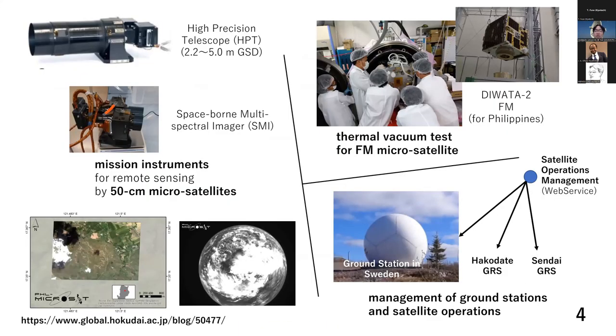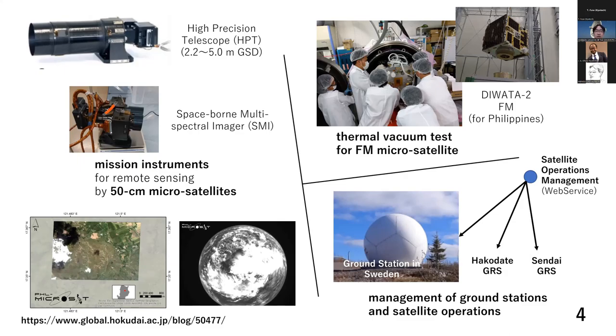We have developed and operated several mission instruments for remote sensing on 50 centimeter microsatellites. The variety of 50 centimeter microsatellites are jointly developed with Tohoku University. Later, after my talk, there is an introduction of Tohoku University. The first one is the high precision telescope, HPT. It has 2 meter to 5 meter GSD. The resolution depends on the orbital height.